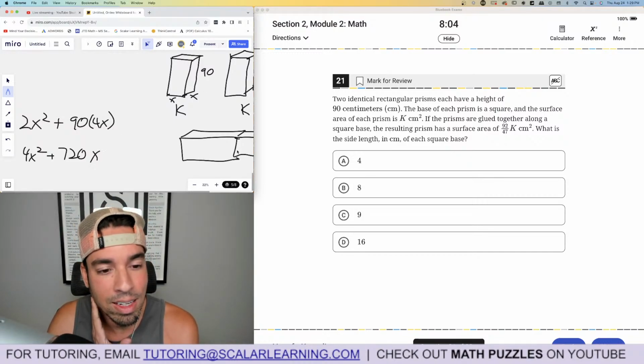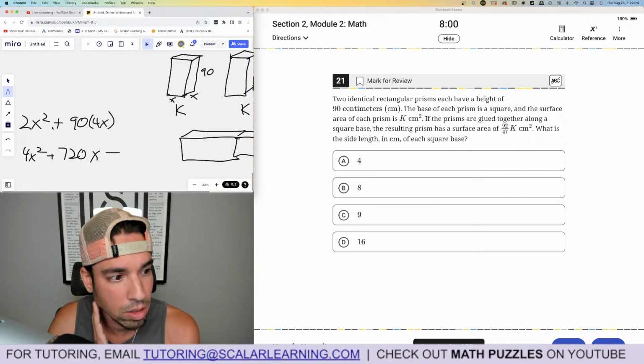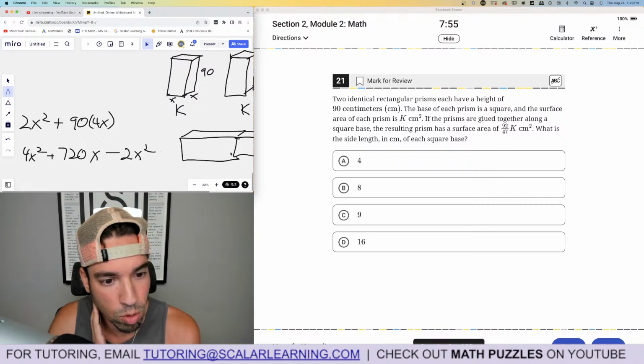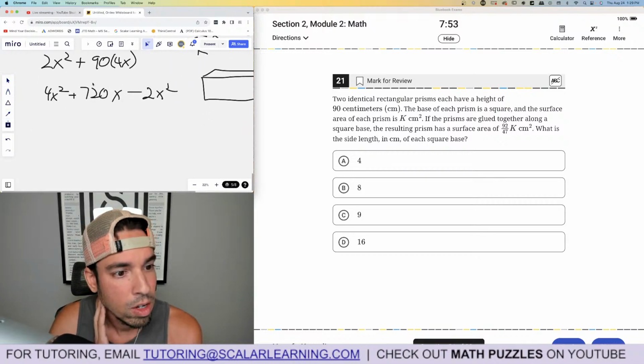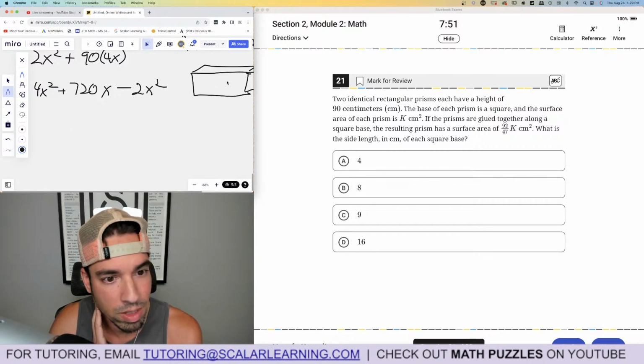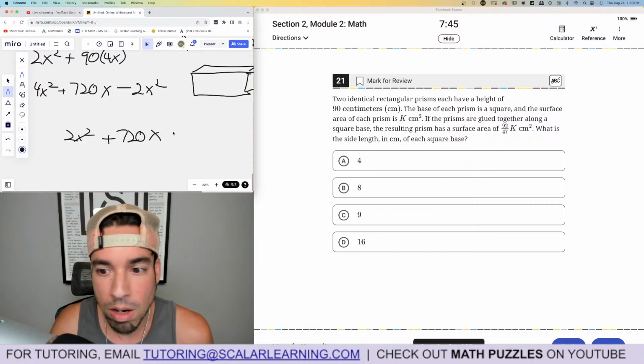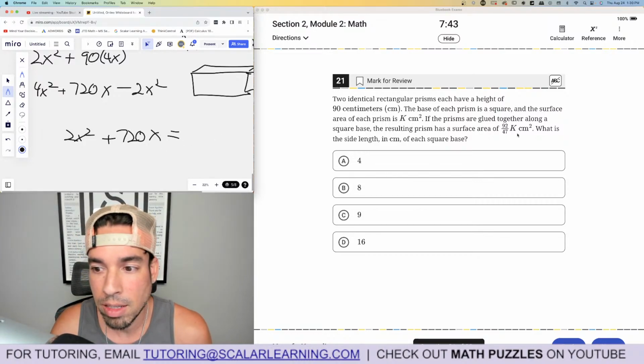And then to get this, you notice we're gluing the bases together. So we're minusing those two bases, which are x squared, 2 of them. So we're minusing 2x squared, because the ones we're gluing together are not counted anymore. So now we can say the surface area of this figure is 4x squared minus 2x squared, which is 2x squared, plus 720x. And they're saying that equals something.